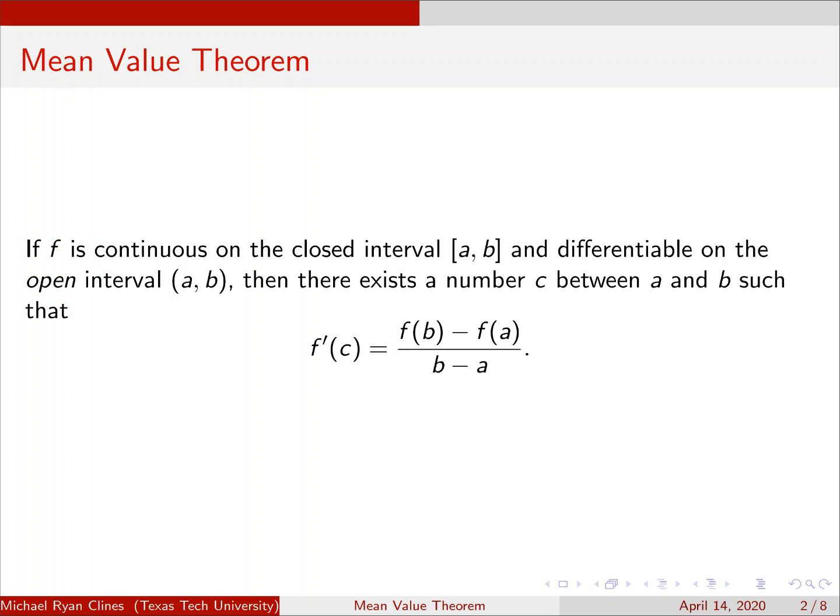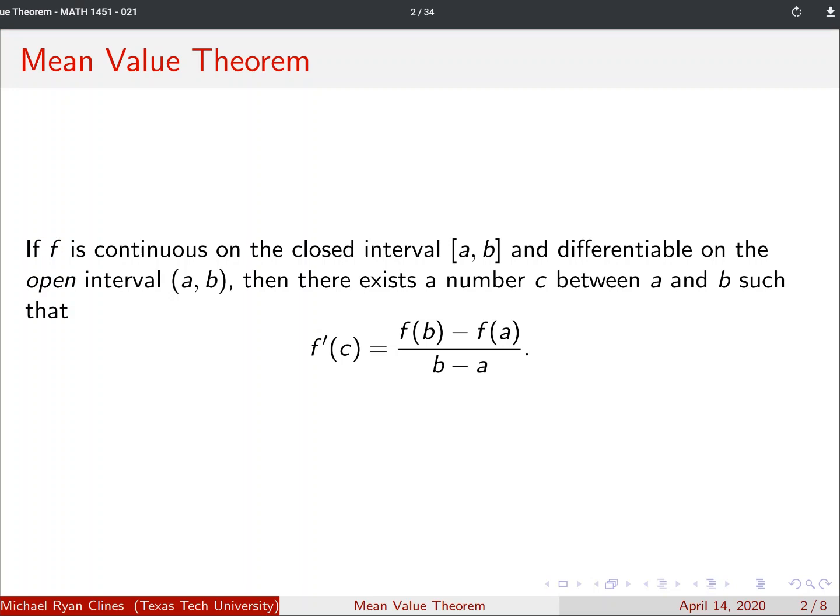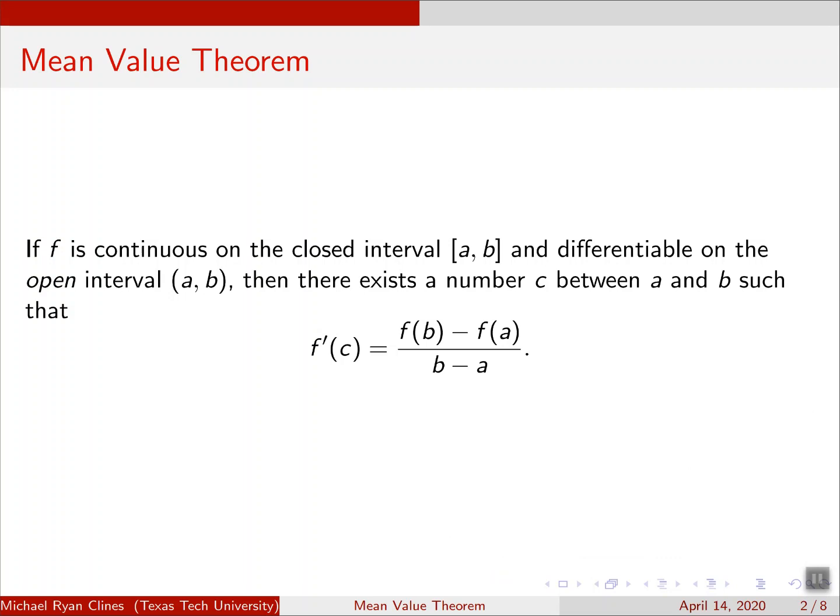Now, for the meat of it, when we're saying there exists a number c between a and b such that the derivative of f evaluated at c is equal to f of b minus f of a divided by b minus a. The reason this theorem has the name it does is because this quantity, f of b minus f of a over b minus a, is the average value that the function takes over the interval.